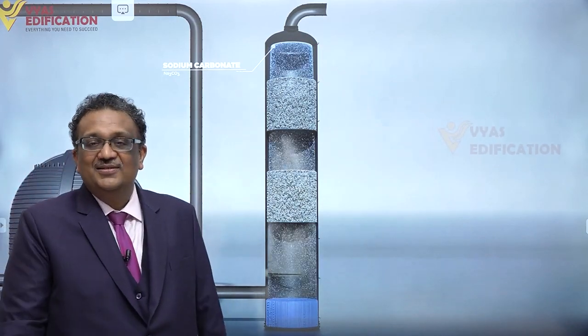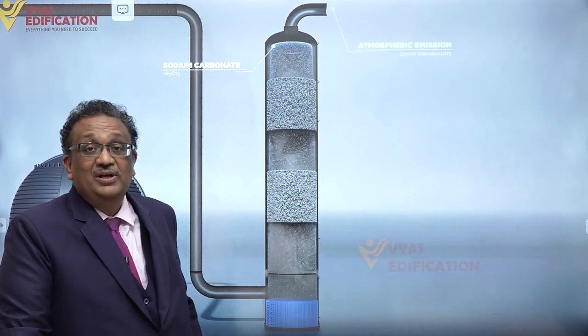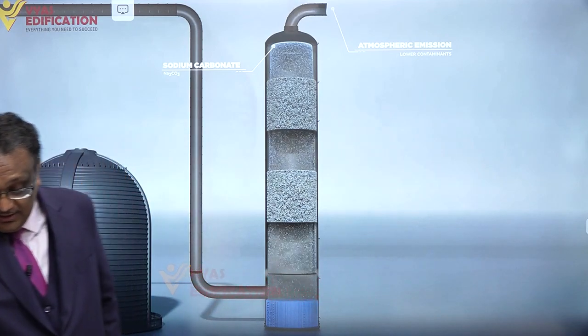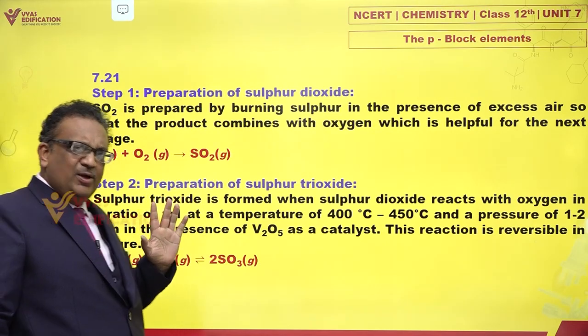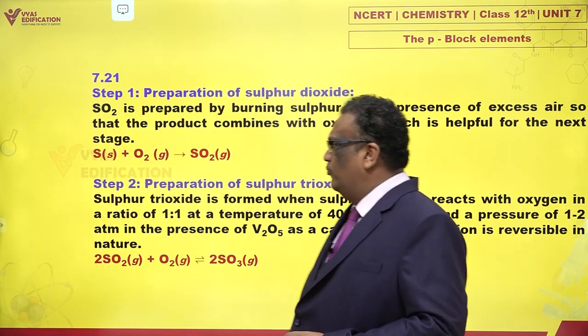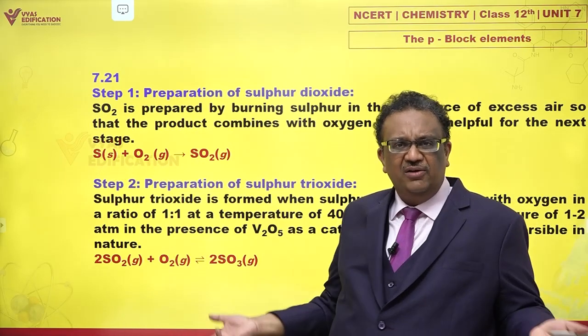This, my dears, is the process, the classic contact process for generation of H2SO4 from sulfur. Let's take a look at the reactions once again. Sulfur burns to give you SO2. This is automatic, spontaneous. You don't have to motivate anything. You just burn sulfur, you get sulfur dioxide.